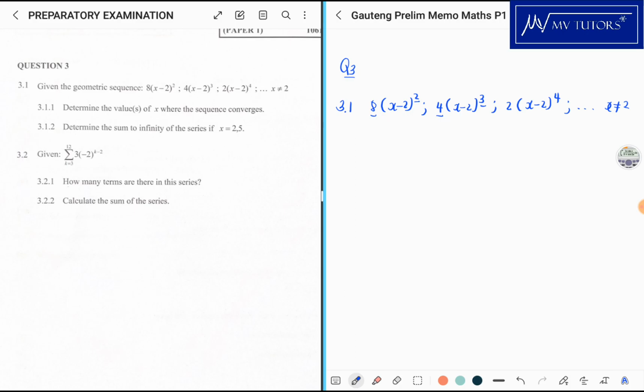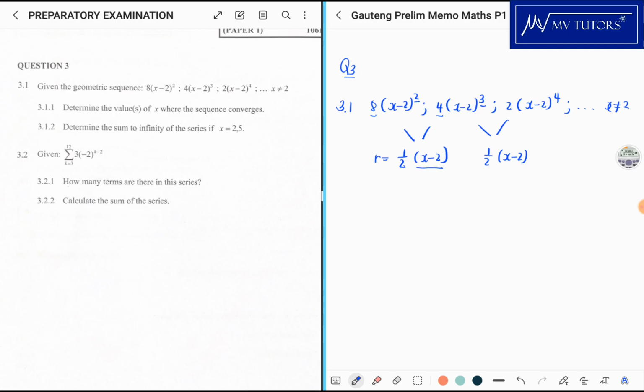Okay, so what is the trend that I'm seeing? I'm actually multiplying by a half to get to the next term. And here I'm actually multiplying by this term, x minus 2. Okay, so that's basically my common ratio. And you can see the same thing here. From 4 to 2, I multiply by a half. And then from x minus 2 to the power 3 coming to x minus 2 to the power 4, I multiplied by x minus 2. So now I have my common ratio there.